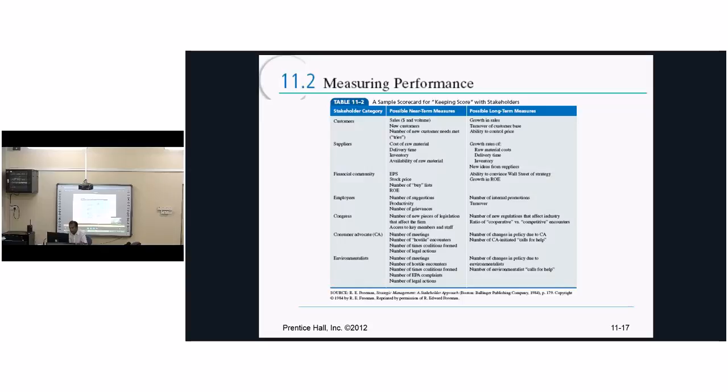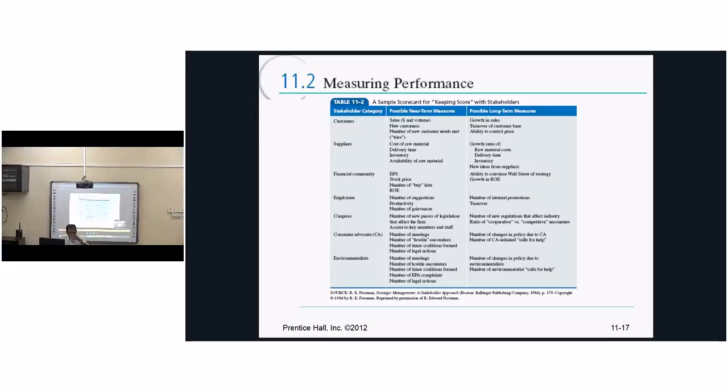Then the employee dimension, which has never been part of our traditional performance measurement: number of suggestions, productivity, number of grievances, and in the long run, number of internal promotions, turnover. Likewise, the environmentalist: number of meetings, number of changes to policy. Likewise, you try to bring multiple dimensions into it and you measure that. So it is known as measuring performance. The modern organization now measures not only the financial performance, but along with the financial performance, multiple dimensions.